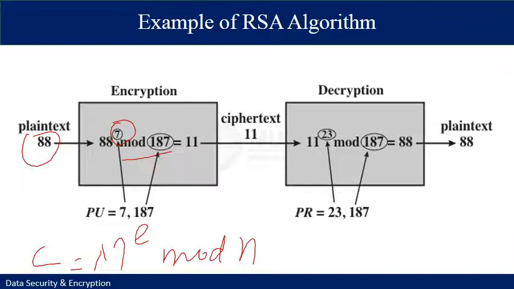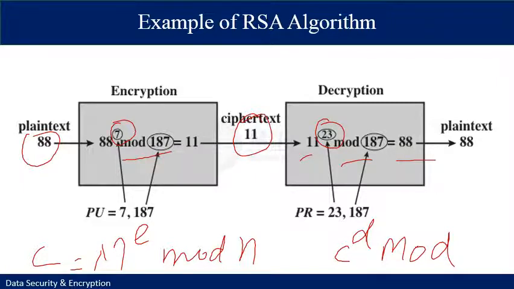For decryption we use the formula C raised to power d mod n. In this case C is equal to 11, the decryption key d was 23 and n is 187, and the result is equal to 88.